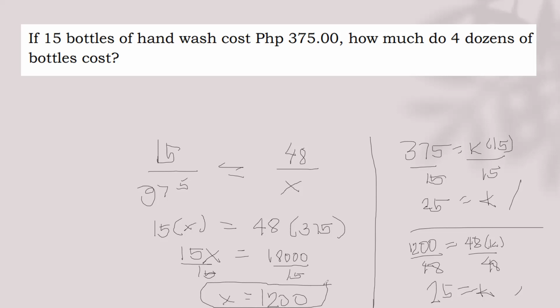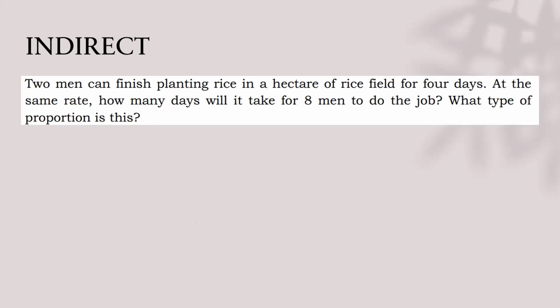Clear po? Question? Nakuha po? Opo. Okay. Now, let's move on to another type. Let me clear this up. Let's have another type, which is the indirect.